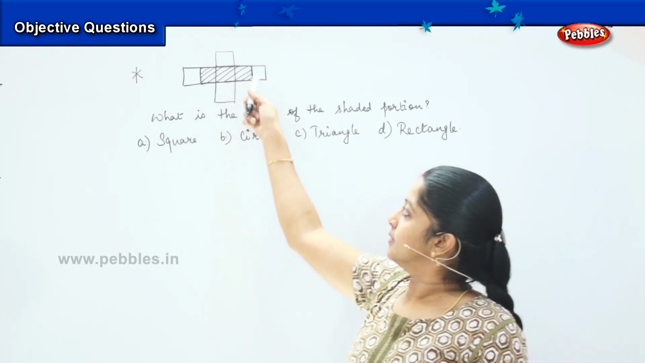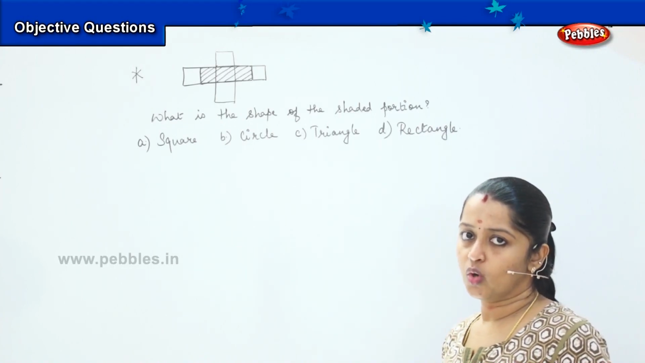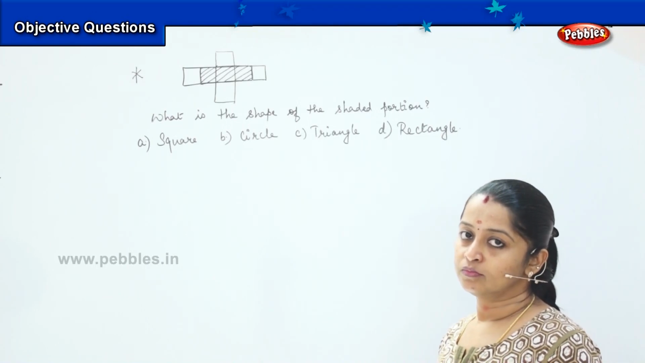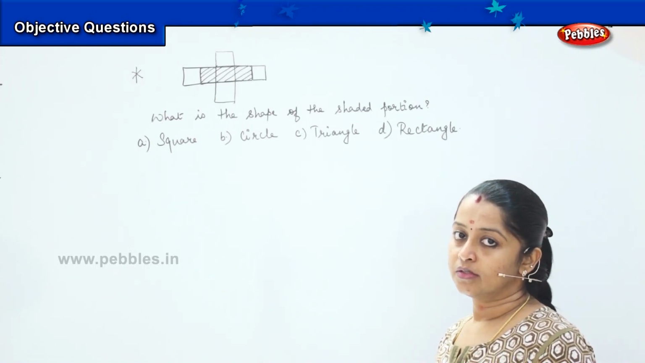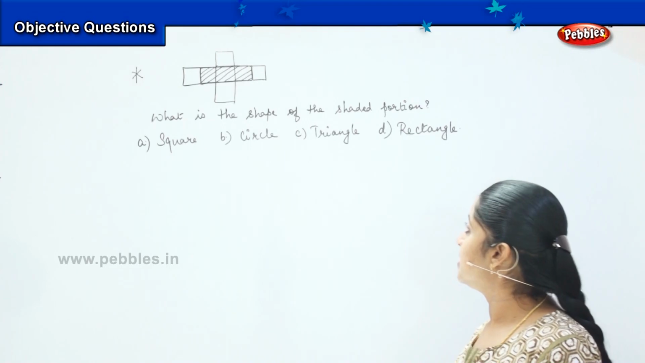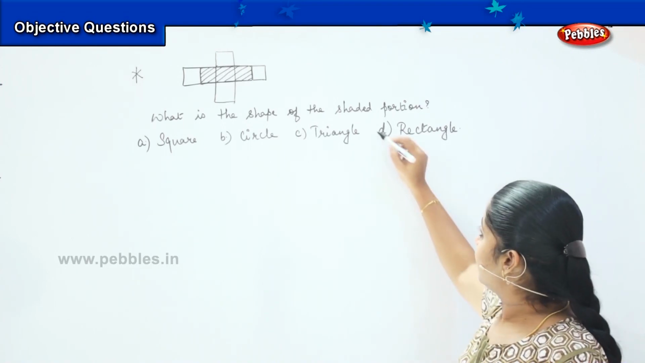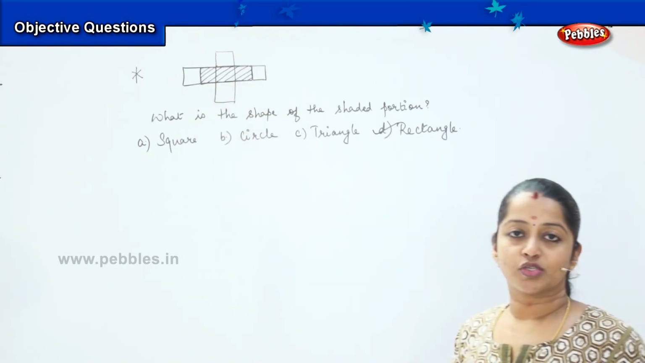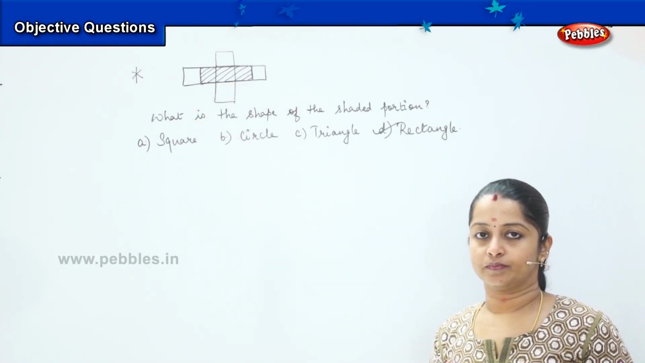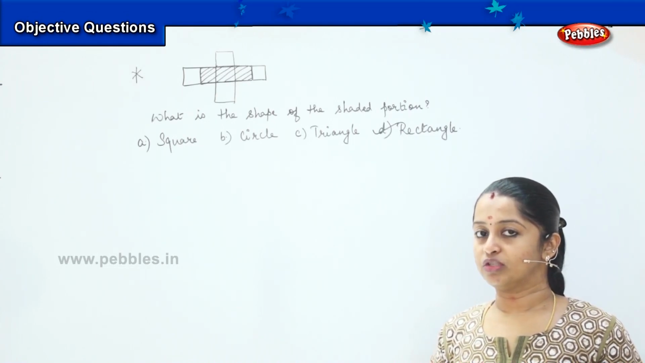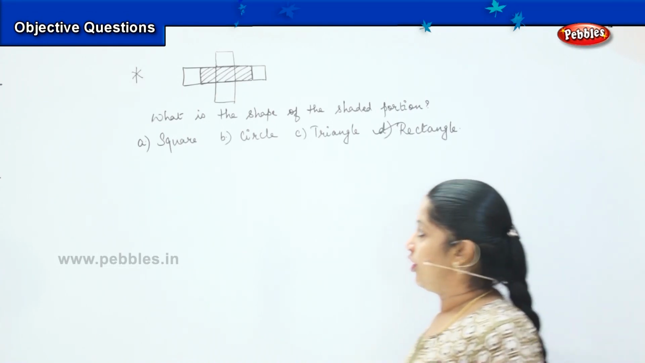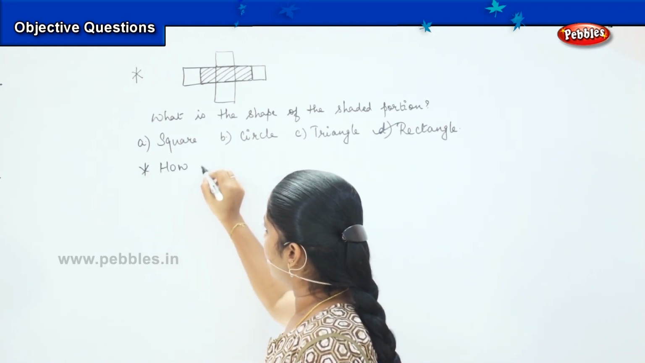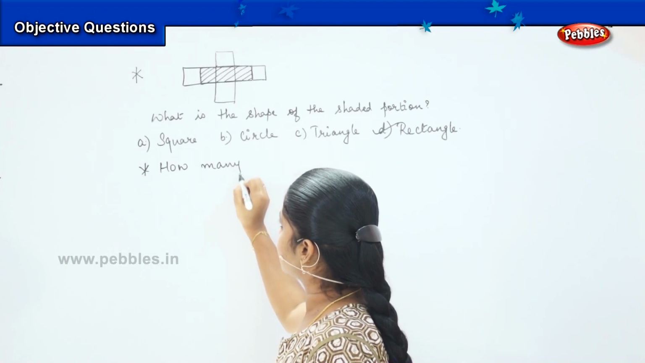Can you see? Is it a circle? No, there is no circle in this given figure. Is it a triangle? No, it is not a triangle either. So what is the last option? It is a rectangle with four sides. 1, 2, 3, 4. And two opposite sides being equal. Clear? Shall we move to the next question? Your next question says, how many corners does a rectangle have?